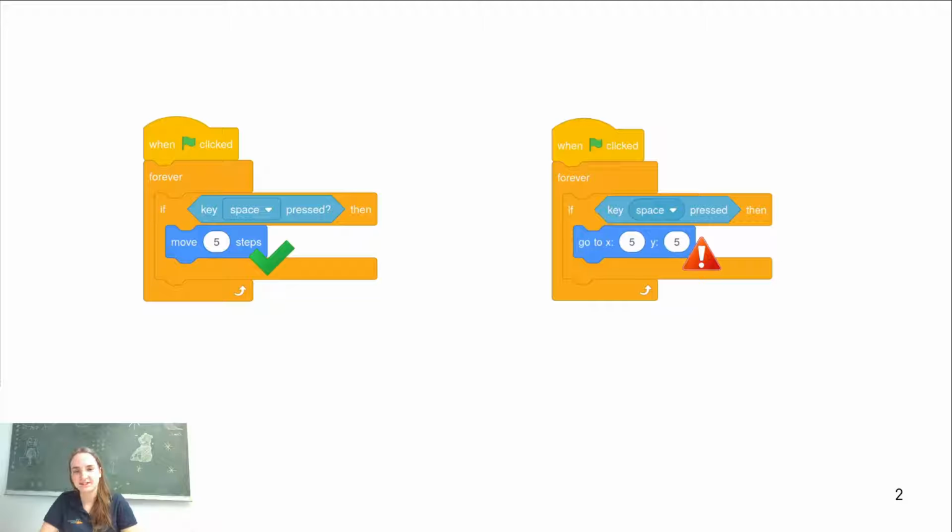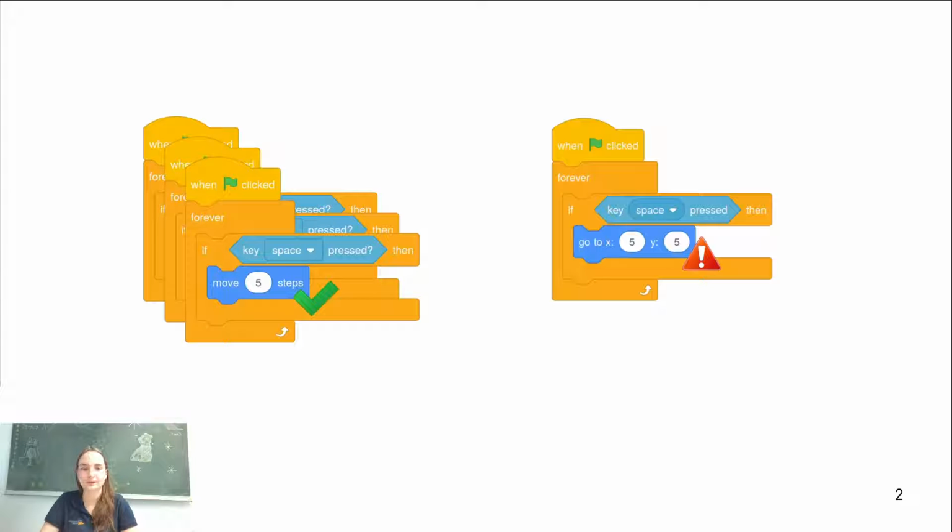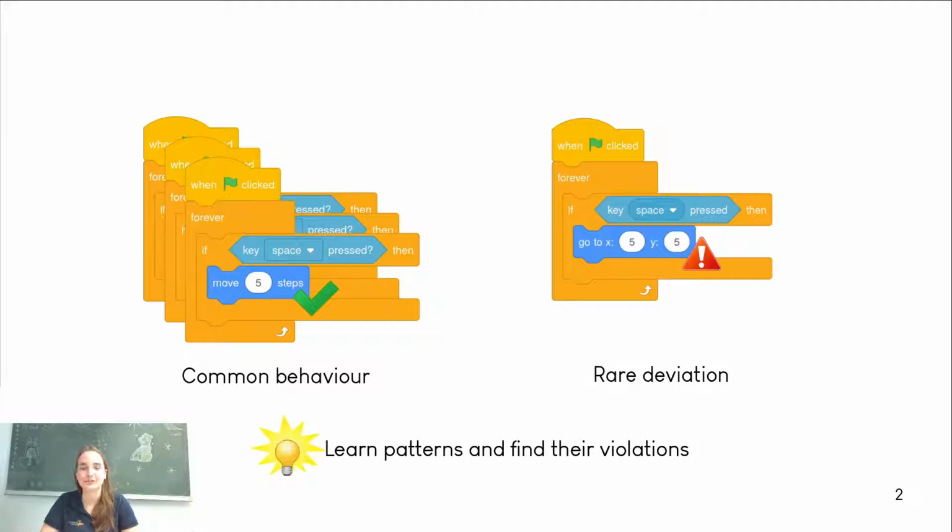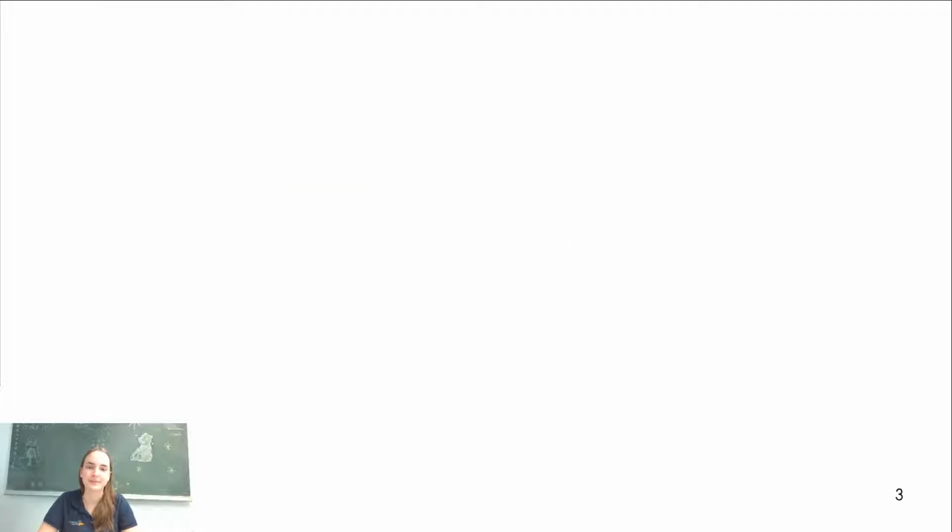When you analyze all of the student solutions, you have a high chance to see many solutions that are at least partially correct and have those correct parts in common. The buggy script then is a rare deviation from the common behavior, and the idea of anomaly detection is to learn patterns that correspond to correct behavior and then find the violations that likely are wrong behavior.